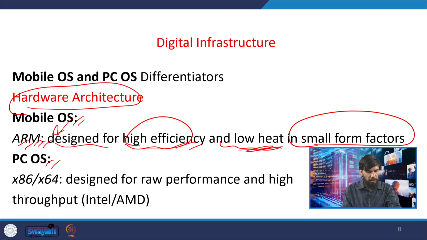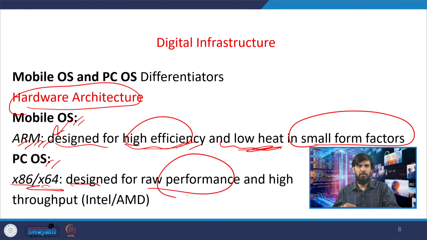If we look at the PC OS, it is more x86 or x64, designed for raw performance, because with multitasking, multiple applications could be running with good CPU utilization. So it is optimized and designed for raw performance and high throughput, that is, more tasks or jobs that you want your PC to complete. Intel and AMD are the companies which provide this kind of architecture, x86, x64, right. So there are clear differences in hardware architecture between mobile OS and PC OS, right.